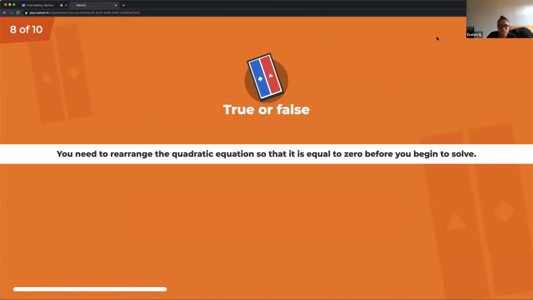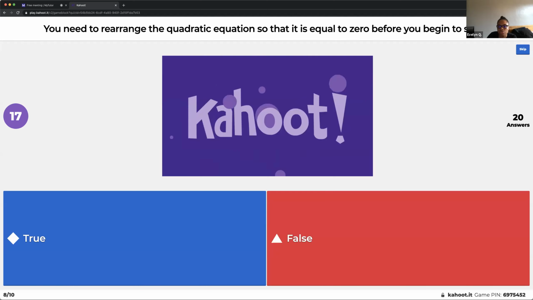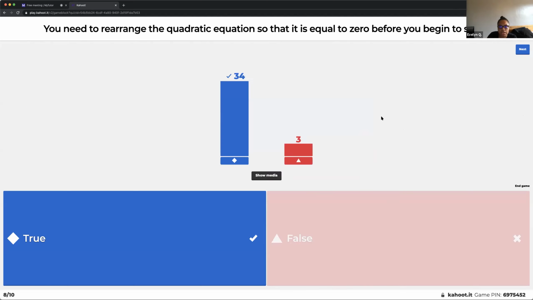True or false, you need to rearrange the quadratic equation so that it's equal to 0 before you begin to solve. True or false? Someone said apparently you get to choose mechanics or statistics at maths A level. Is that true? Not necessarily. It depends on the specification that you've chosen or that your school is doing. Some specifications you have to do both. Some specifications you can choose. Also, it depends whether you do further maths as well, because you might get to choose there.